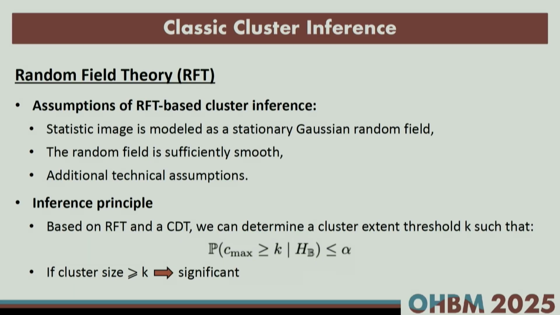So when we define a cluster defining threshold, we will be able to find the K value. If we increase the cluster defining threshold, then we will find a lower K value, as was introduced by Wouter. Then we can make the further statement that if the cluster size is greater than or equal to the K value obtained using this inequality, then this cluster is claimed to be significant based on the standard cluster inference.